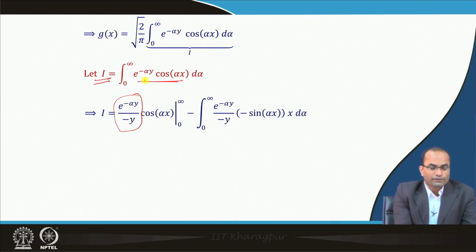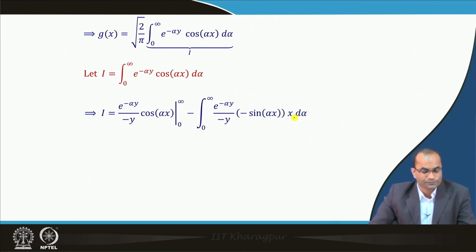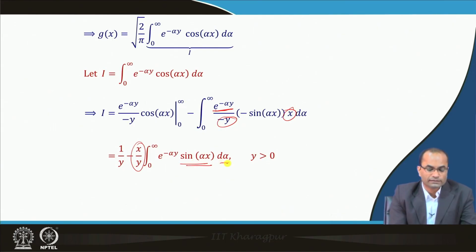Let us take this as I, and integrate by parts. So, e^(-alpha y) divided by minus y, and we have cos(alpha x). With respect to alpha we are integrating, therefore this minus y has come after the integration of e^(-alpha y). The differentiation of cos will be minus sin(alpha x), and then there will be an x term. After this simplification, when alpha goes to infinity and y is positive, this will go to 0. Only the term at alpha equal to 0 will survive. So this is 1, and then we have 1 over y. Because of this first term we get 1 over y. Here we will get x over y outside, and then again we have e^(-alpha y) sin(alpha x) d alpha.